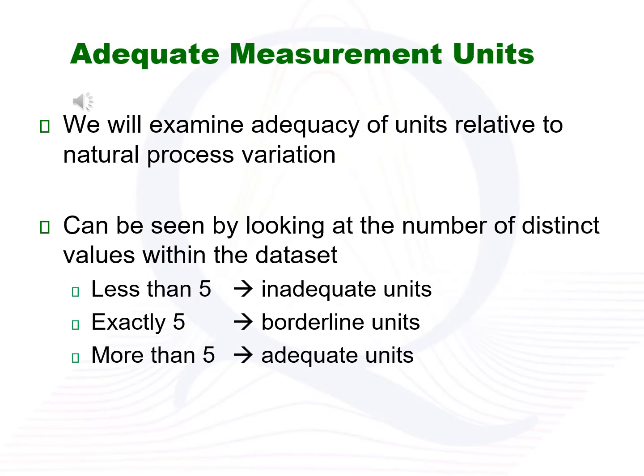So how do we decide if your measurement tool has adequate discrimination? We will do this by looking at the number of distinct values within the data set. If we have less than 5 different values within the data set, then we can conclude that the measurement units are not adequate. If there are exactly 5, we can conclude that the measurement units are borderline. If there are more than 5 different values, then we can conclude that the measurement units are adequate. We can assess this by viewing a plot of the data or just by looking at the data itself.